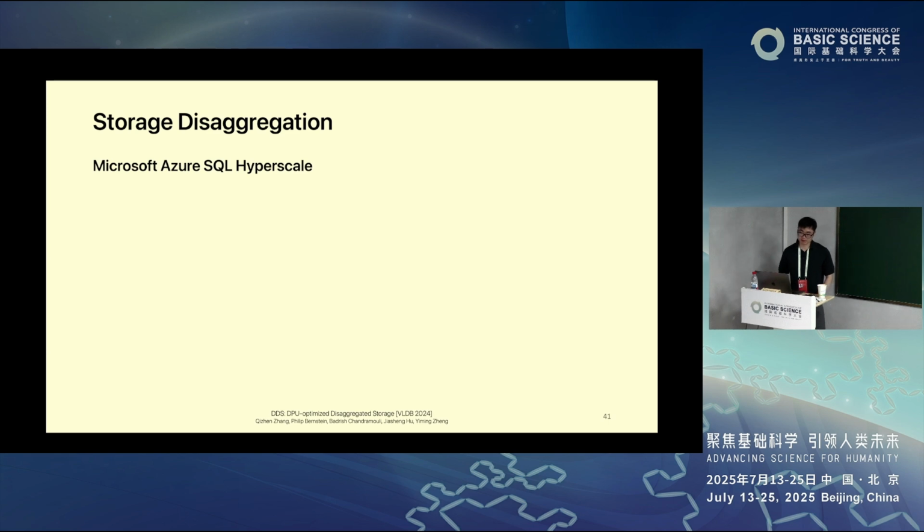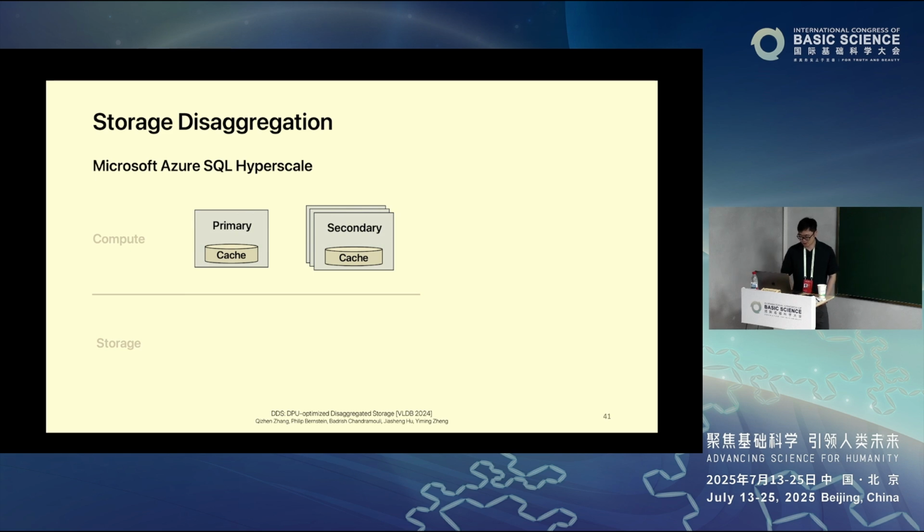So as I mentioned, storage disaggregation is happening, right? I'm going to present this architecture with a specific instance, which is Microsoft Azure SQL Hyperscale, Hyperscale for short. Hyperscale is a cloud-native version of Microsoft SQL Server, which is a very popular, well-known database system. In Hyperscale, there are 2 layers: the compute layer and the storage layer. The compute layer consists of compute servers. There's only one primary compute server that can perform both reads and writes.